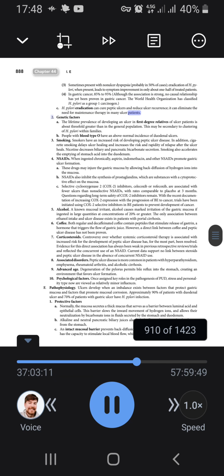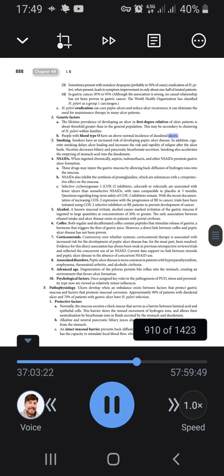2. Genetic factors. The lifetime prevalence of developing an ulcer in first-degree relatives of ulcer patients is about threefold greater than in the general population. This may be secondary to clustering of H. pylori within families. B. People with blood type O have an above-normal incidence of duodenal ulcers.